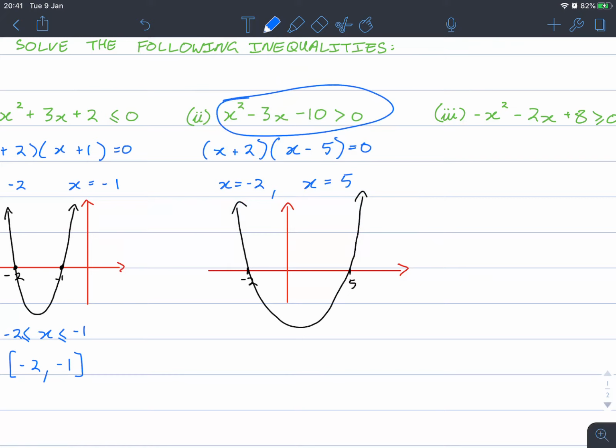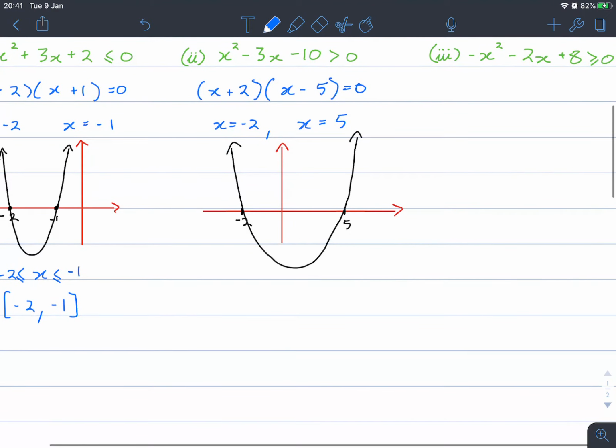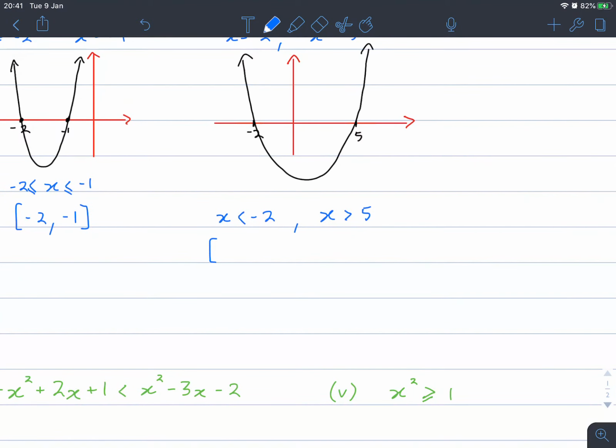And now this inequation asks us what values of x are greater than 0. Well, it's very clear to see that these bits that I'm highlighting are greater than 0. So that gives us the solutions of x less than -2 and x greater than +5. Or in bracket notation, -infinity to -2 union with +5 to +infinity.